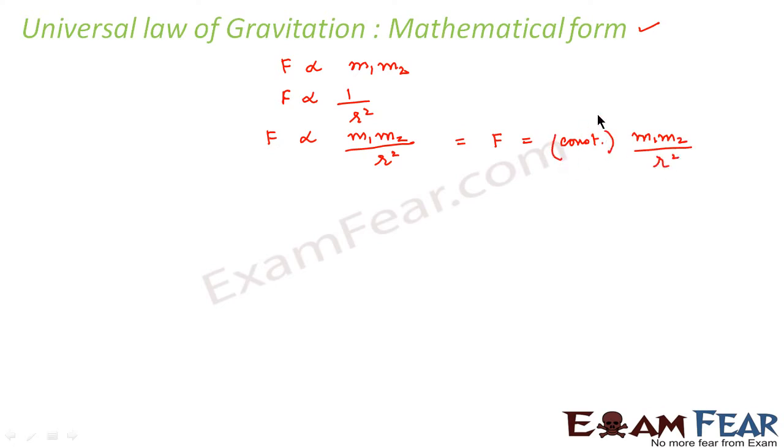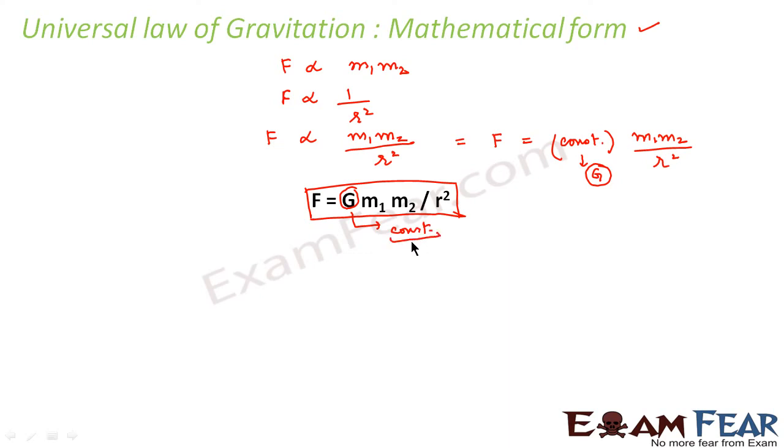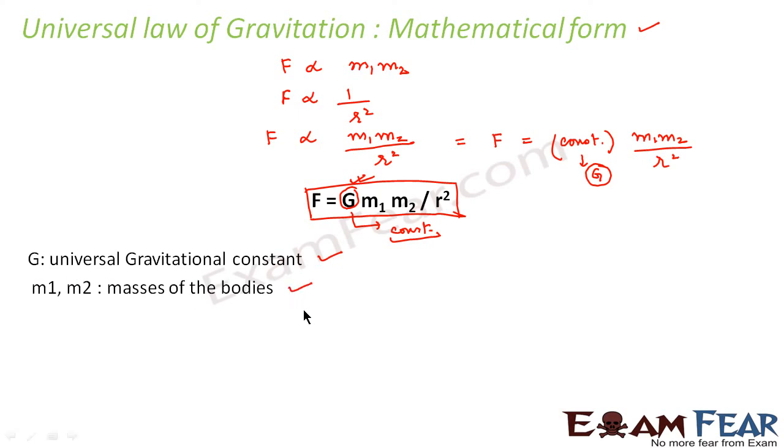Now what is this constant? This constant is nothing but capital G, that is the universal gravitational constant. So we say that force is equal to G m1 m2 by r square, where G is known as the universal gravitational constant and it is universally constant. That means the value of G remains constant everywhere in this universe. This value will never change. So this is basically the mathematical expression of the universal law of gravitation, where G is the universal gravitational constant, m1 and m2 are the masses of the two bodies, and r is the distance between them, right?